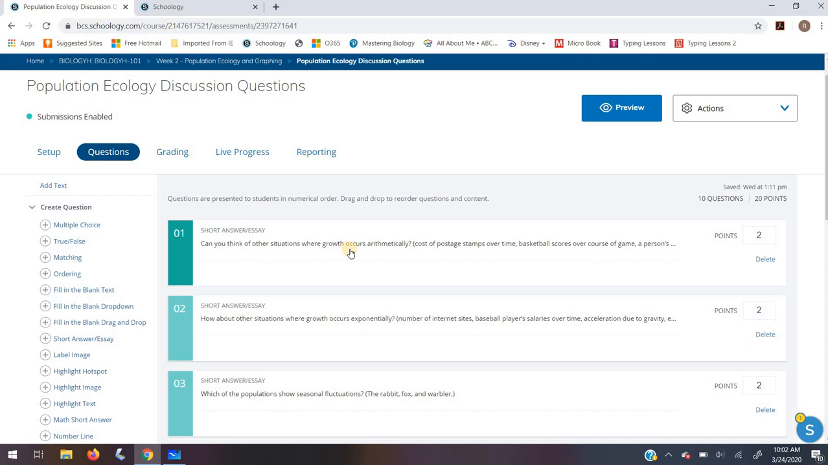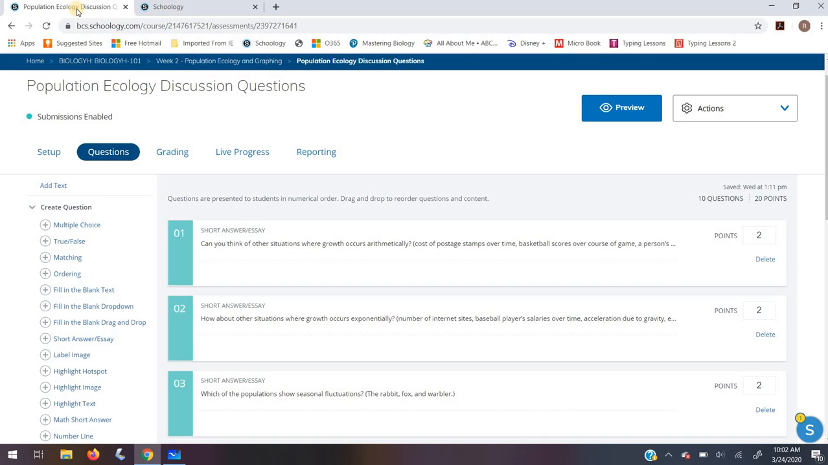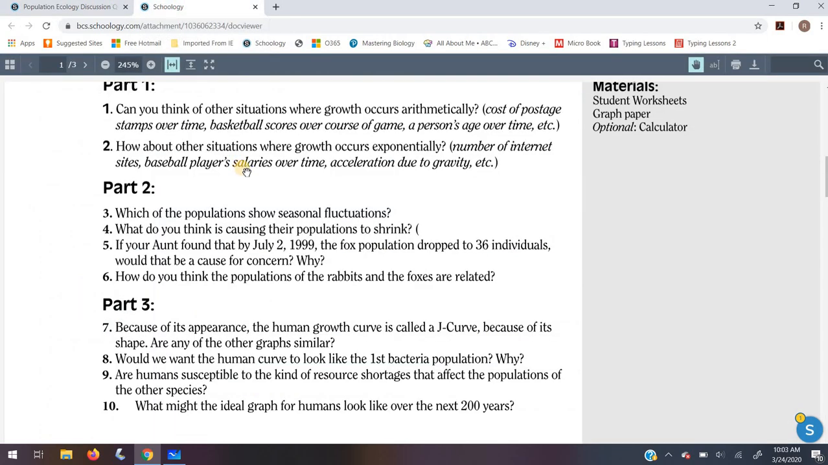Can you think of other situations where growth occurs arithmetically? And you go back to this one. Can you think of other situations where growth occurs arithmetically? So we've got the same question. It's written on this piece of paper, but I want you to answer the question on Schoology on that puzzle piece assignment.